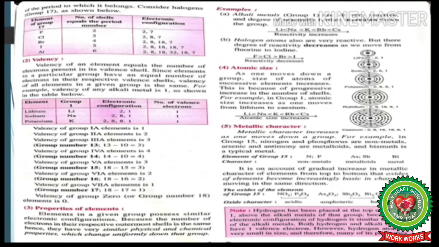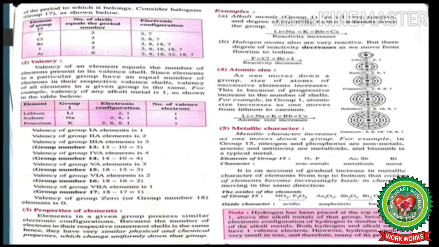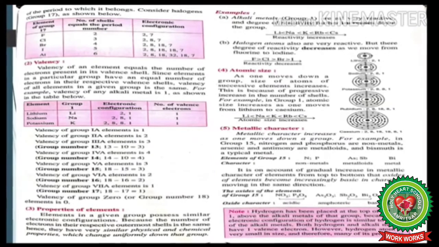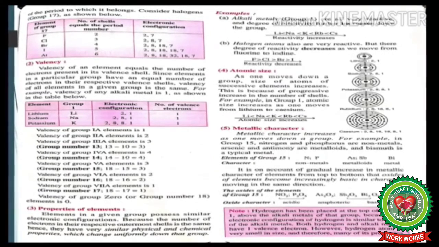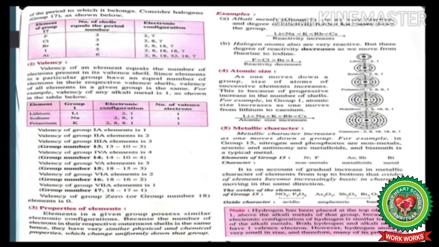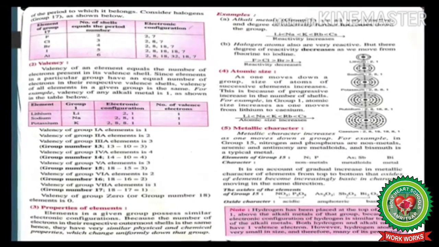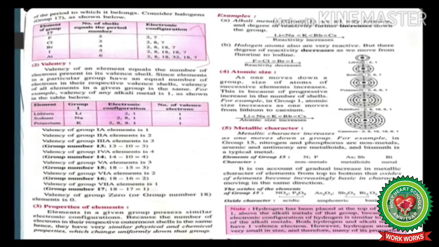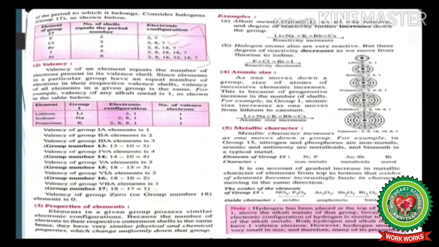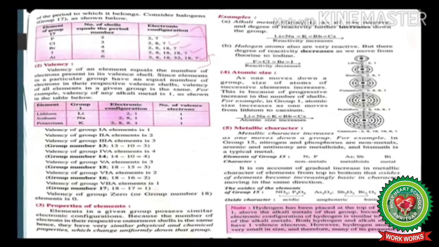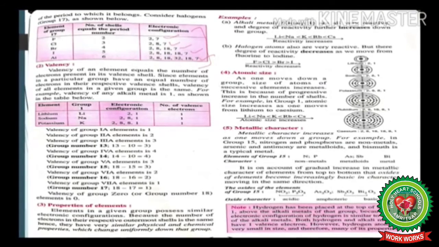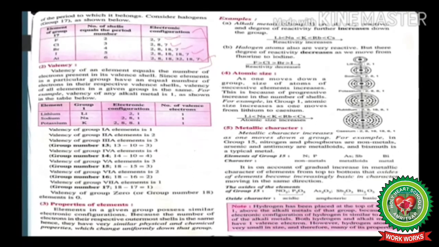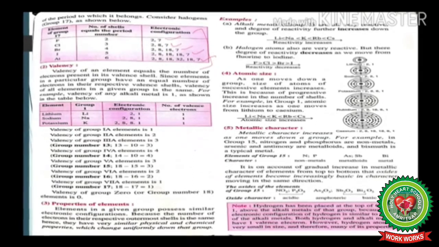Consider halogens, group 17, as shown below. The elements of group 17 are given here, and here the number of shells is shown, which is equal to the period number, and here the electronic configuration is shown, and you can clearly see that there are 7 electrons in the valence shell of each element of group 17.